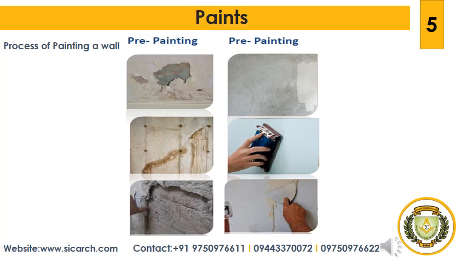So the next one is coats. The paint is usually applied in 3 to 4 coats. The first coat is known as the priming coat, the second one as the undercoat, and the remaining as the finishing coats. The priming coat creates a layer of film which provides adhesion to the paint with the surface. It also protects the surface from weathering actions. The suitable material for the priming coat should be used depending on the nature of the surface to be painted.